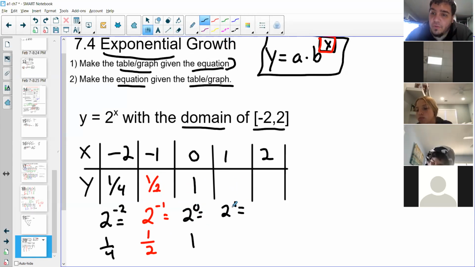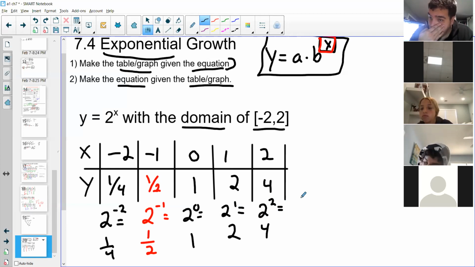The next one, 2 to the 1 power. Anything to the 1 power is just itself. So that's 2. And then 2 to the second power, which is just 2 times 2, happens to be 4. Now what we have is 5 coordinate points from -2 to 2.